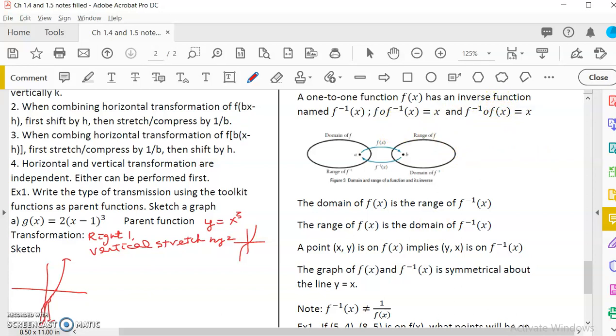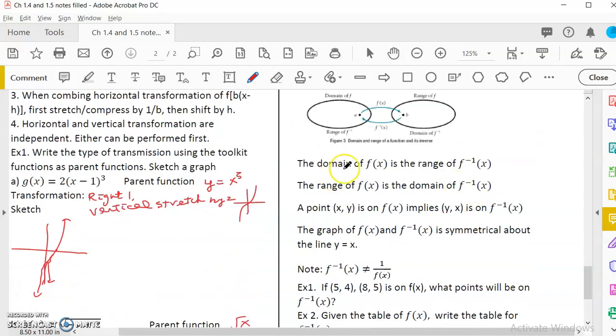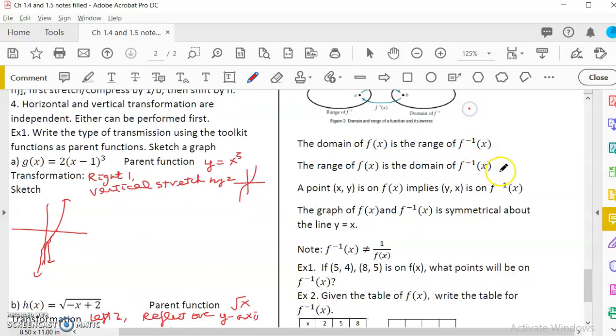And also because of the nature of the inverse, for f, we have the domain of f, we map it to the range of f, but the inverse maps the output y back to x. So the range of f is actually the domain of f inverse. And the domain of the original function f is the range of f inverse. So we have these properties: the domain of f of x is the range of f inverse, and the range of f of x is the domain of f inverse.